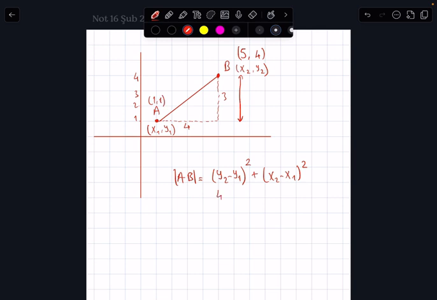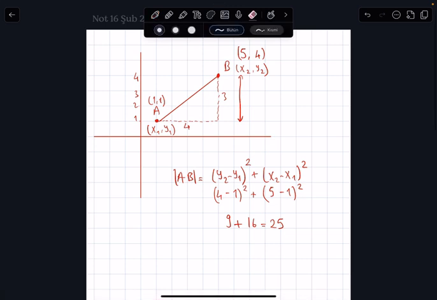So let's give it a go. Y2, right? 4 minus 1 square plus, what's the x2 here? 5, right? 5 minus 1 square. So let's calculate it. 4 minus 1 is equal to 3. 3 square is equal to 9. Plus 5 minus 1 is equal to 4. 4 square is 16. Now we have 25. So this is actually AB square.